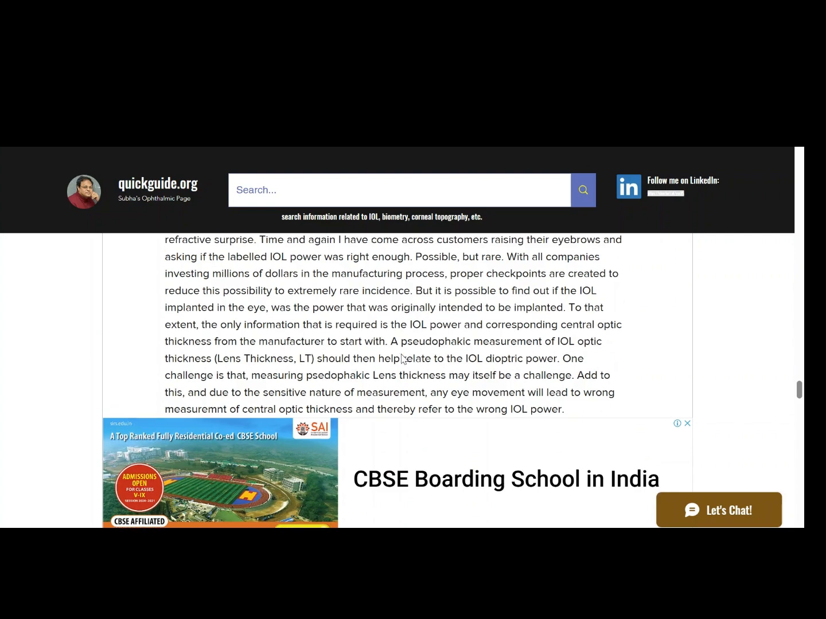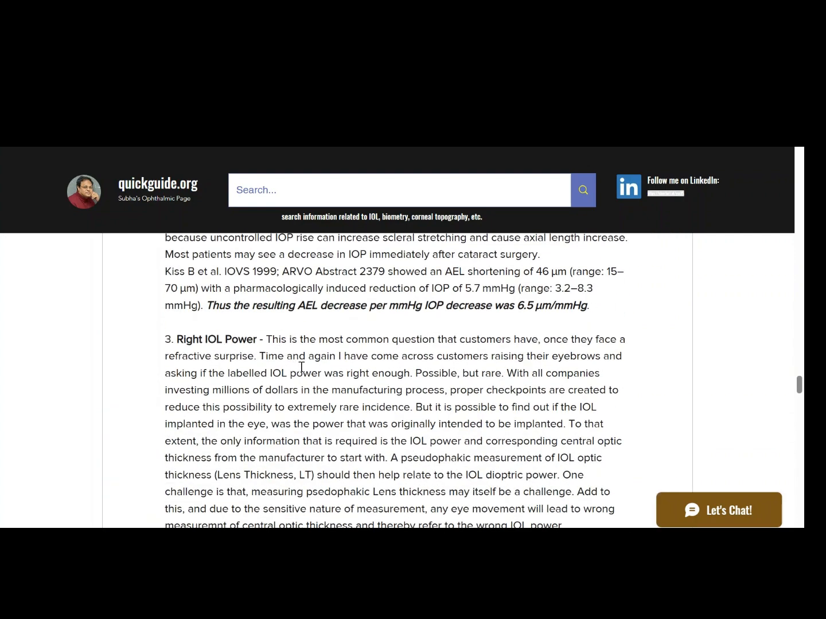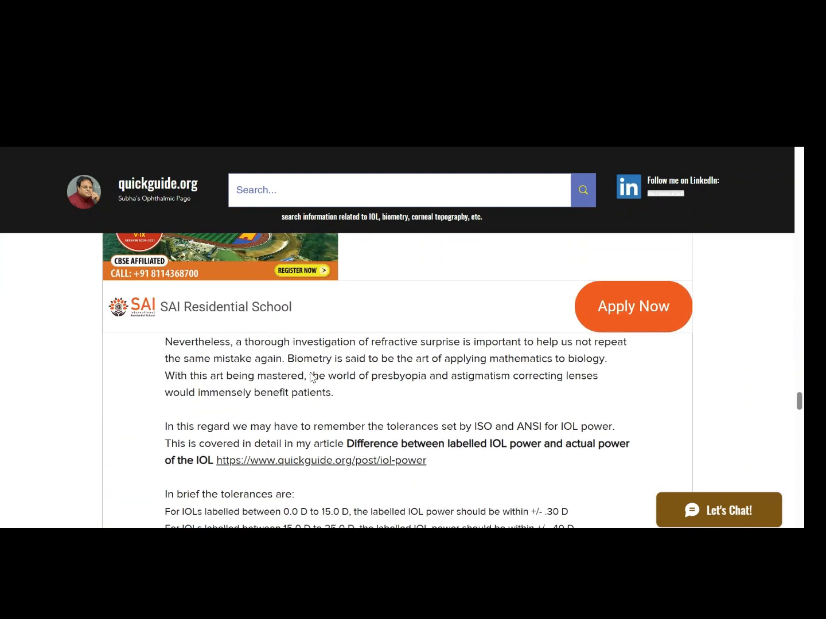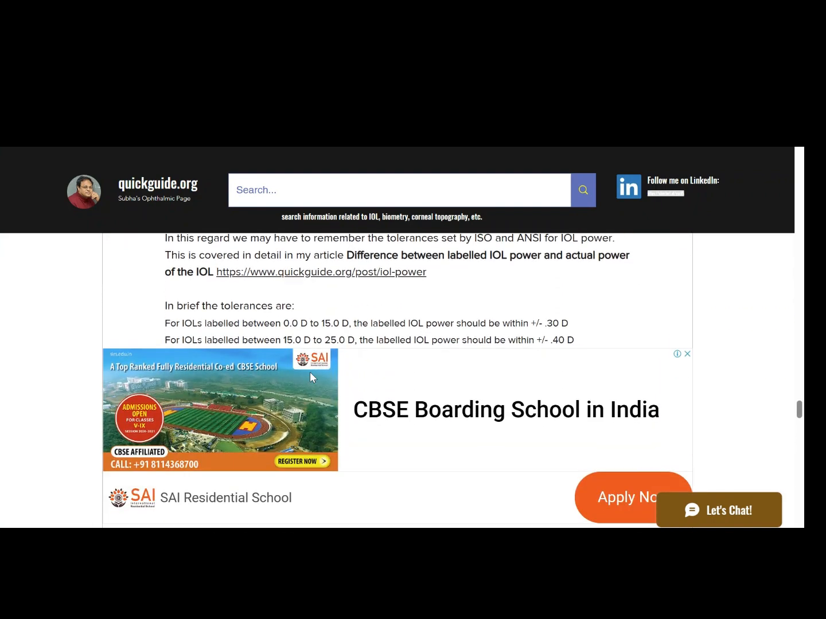The other thing, of course, that you need to see is whether the right IOL power was actually implanted. Sometimes this could be missed in the operation theater, in a busy operation theater.